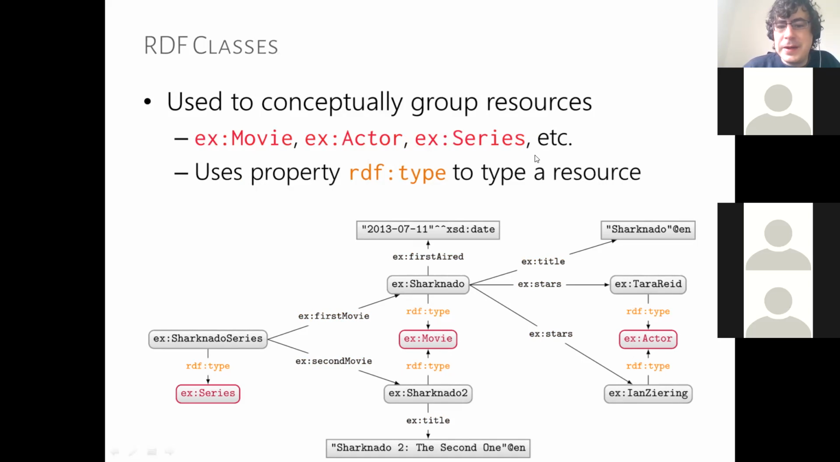So these properties and classes form a sort of vocabulary of movies, the terms we can use to describe movies. And for classes, we use the built-in RDF type property to say that something is an instance of a class. For example, Sharknado is an instance of a type of movie.